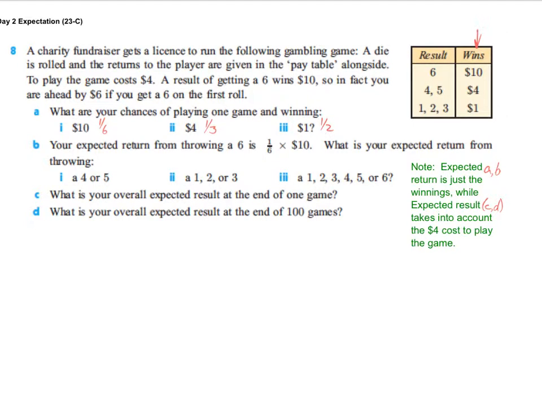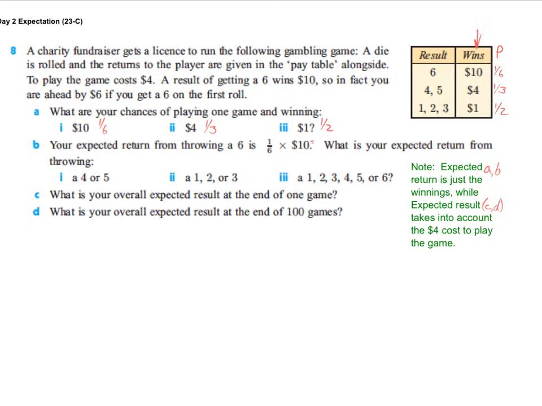All right, real quick, let's take a look at A and B, and then I'll leave you some time to do C and D. Hopefully A you got pretty easily. Your chance of winning $10 is 1 out of 6, and this is where you maybe put your probability next to it, 1/6. The probability of winning $4 is 1/3, 2 out of 6. And your probability of winning $1 is 3 out of 6, or 1/2. So what they're telling you here in part B is you've got a 1/6 chance of winning $10.